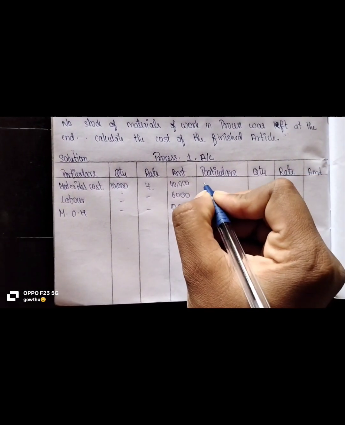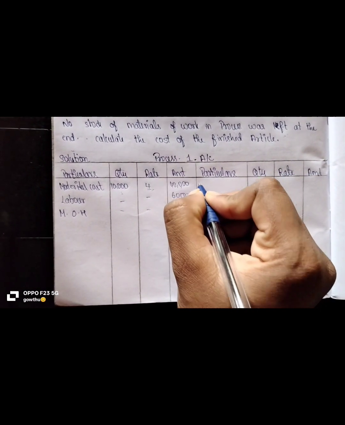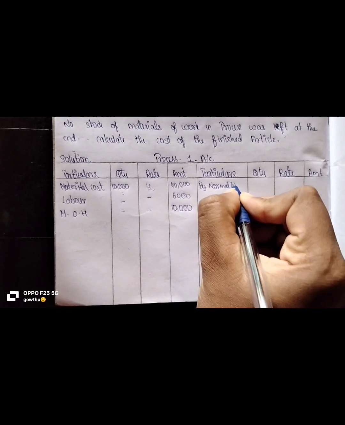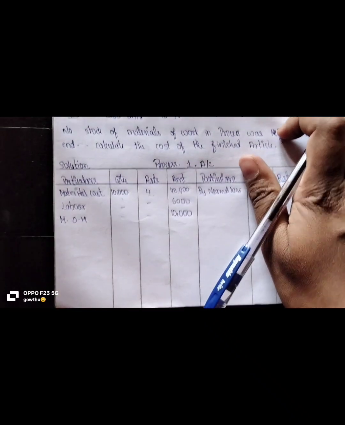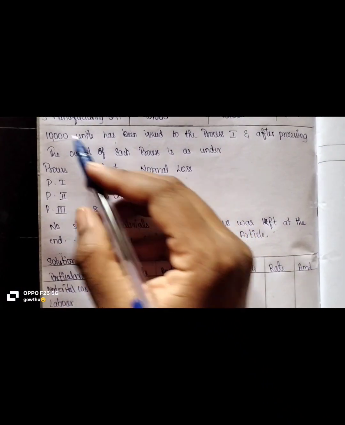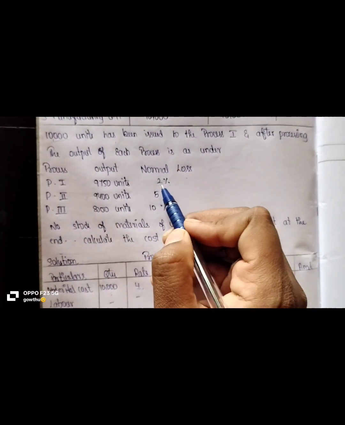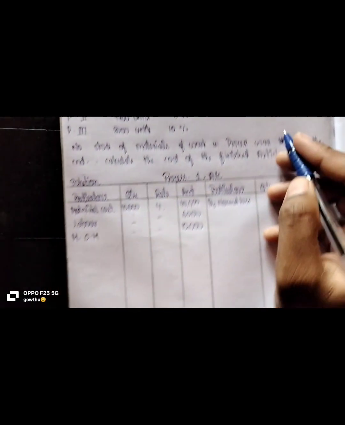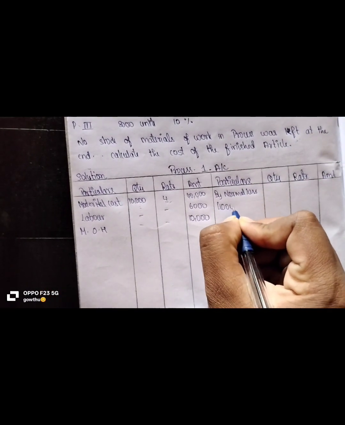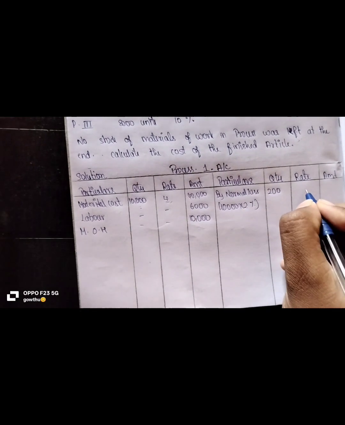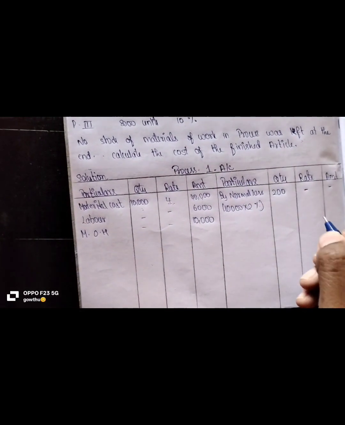On the credit side, now we have to take the normal loss. How will we calculate normal loss? Here they have given the percentage, 2%. On what units? On 10,000 units we have to calculate 2%. 10,000 into 2%, we will get 200 units. Here they have not given the rate, so we do not have to mention it.